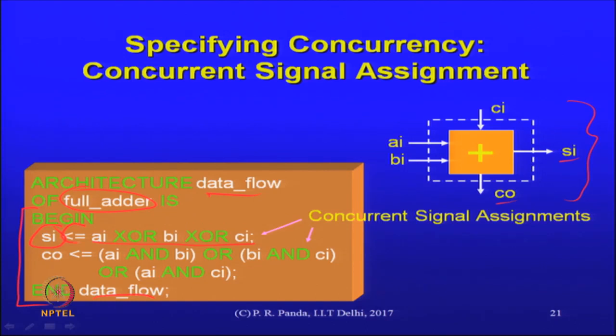That operator there is the signal assignment operator. There is a Co which is the carry out. Carry out has different logic, it has the AB plus BC plus CA logic. So, that is what is captured in that other statement. So, I have 2 signal assignment statements. What is important to note here, which is a language specific feature, is that these are concurrent signal assignments. Concurrent means that the order in which you specify them is not important, both of them are active at the same time.